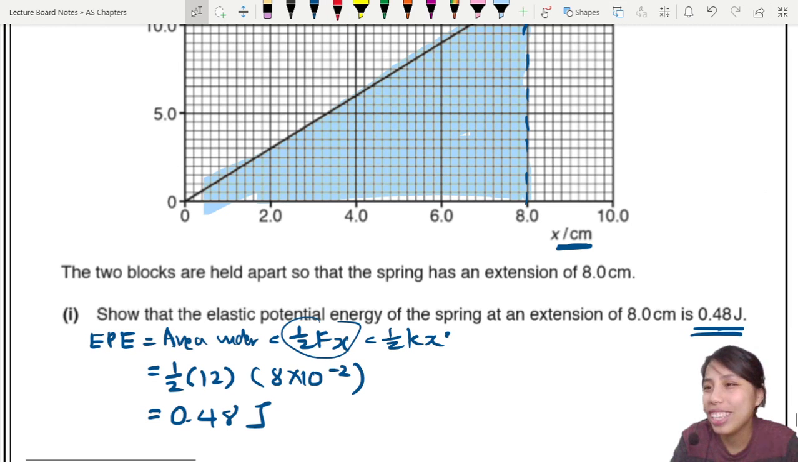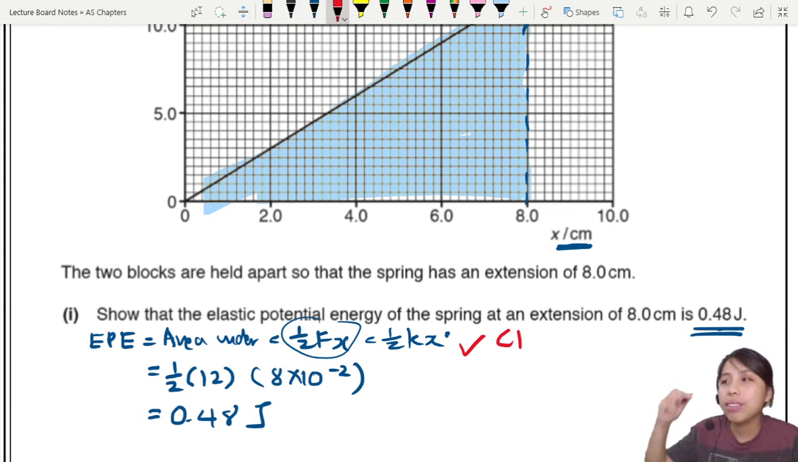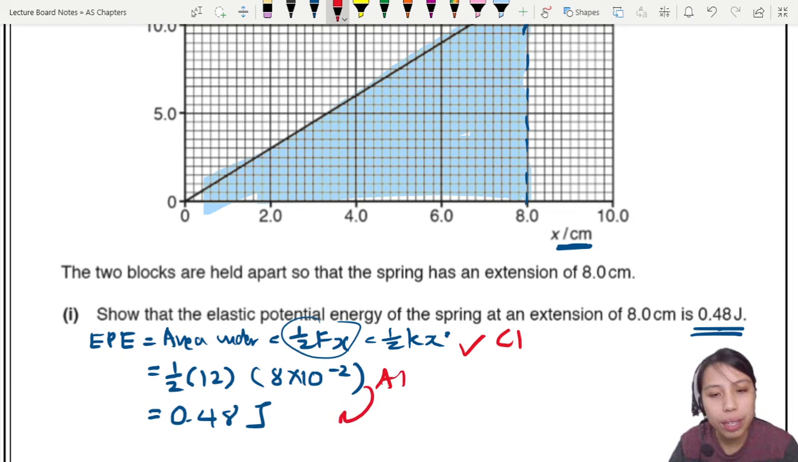So if you manage to find the answer, you use your half Fx, half Kx, whatever, area under the graph also can. There's 1 mark. And then you substitute all the values correctly to get your final answer. That's the final accuracy mark.